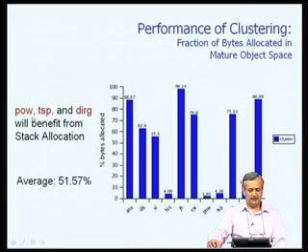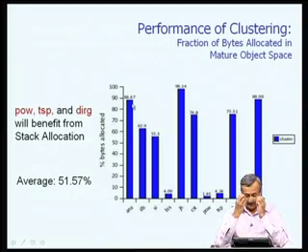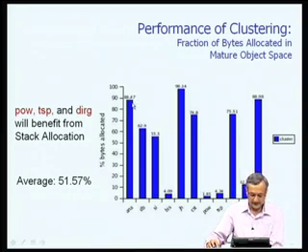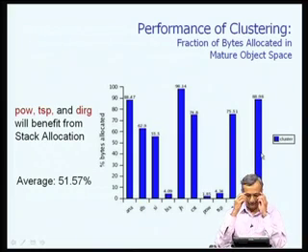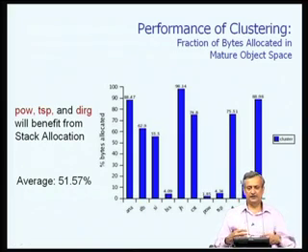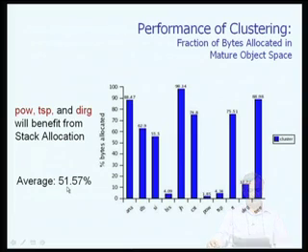So, for example, if you look at the total amount of memory space, 88.47% for ANA was allocated on the mature object space, whereas for PO 1.85% was allocated on the mature object space. In general, for a very large number of programs, the cluster allocation methodology has helped a lot. So, the average benefit is really 51.57% because of cluster allocation.